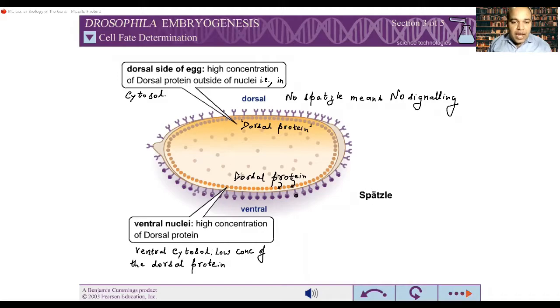Okay, whereas in the case of the ventral nuclei, a high concentration of the dorsal protein is present because of the signaling molecule, that is spasal. The dorsal protein is going to move into the ventral nuclei.